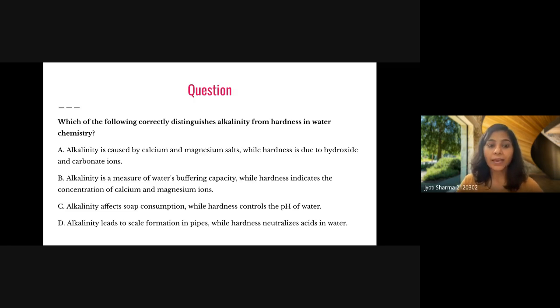The options are: A, alkalinity is caused by calcium magnesium salts, while hardness is due to hydroxide and carbonate ions. B, alkalinity is a measure of water buffering capacity, while hardness indicates the concentration of calcium and magnesium ions. C, alkalinity affects soil absorption, while hardness controls the pH of water. And D, alkalinity leads to scale formation in pipes, while hardness neutralizes acids in water.